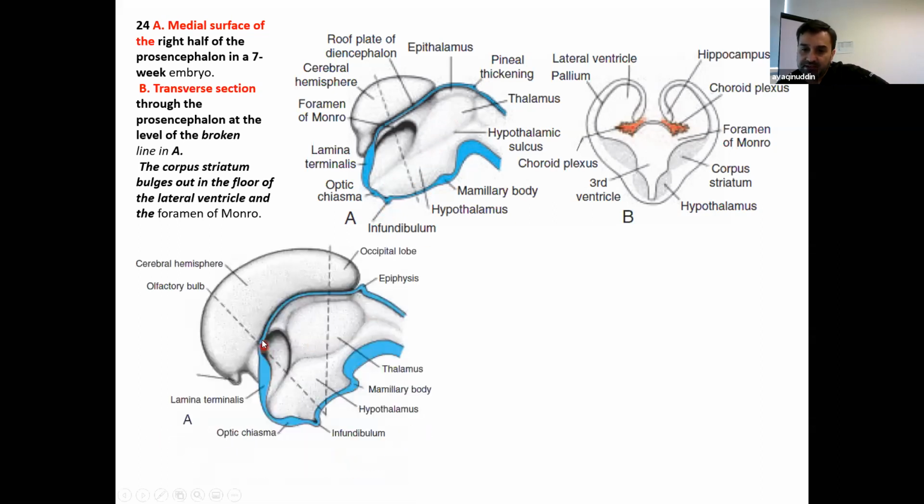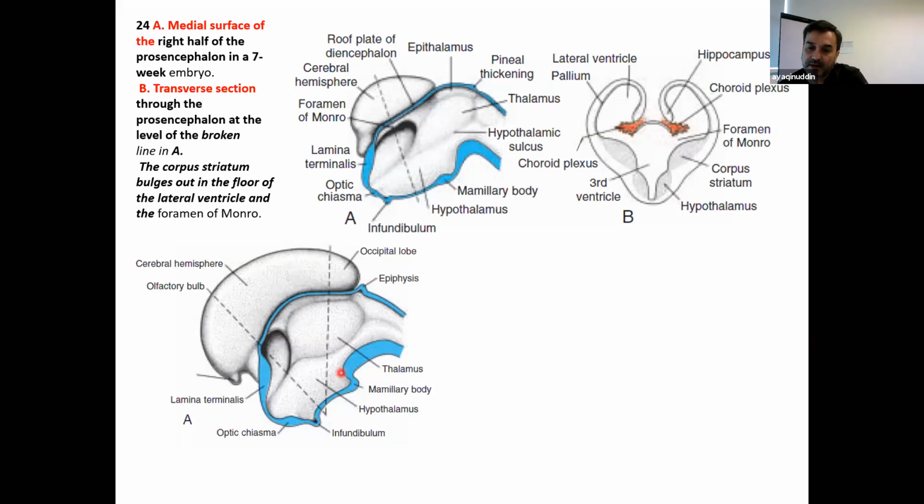Again, you are seeing here, this is the roof plate, and this is the alar plate which you are looking at. The roof plate is going to give rise to the choroid plexus of the third ventricle, and the caudal most piece is going to give rise to the epiphysis, which is going to give rise to the pineal gland and structures around the pineal gland.